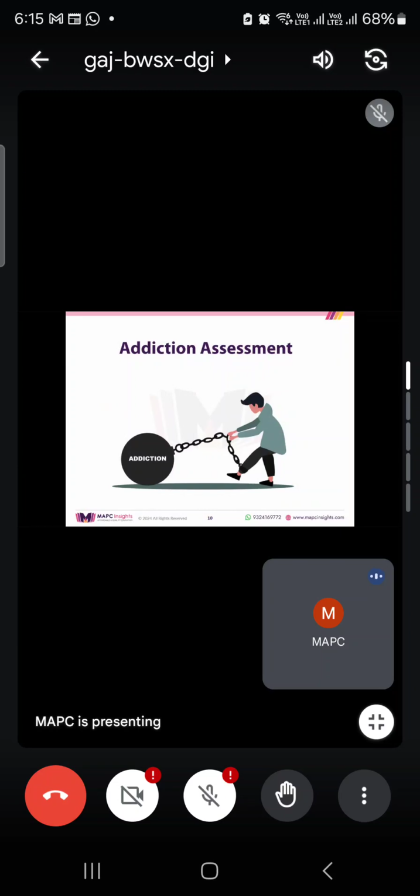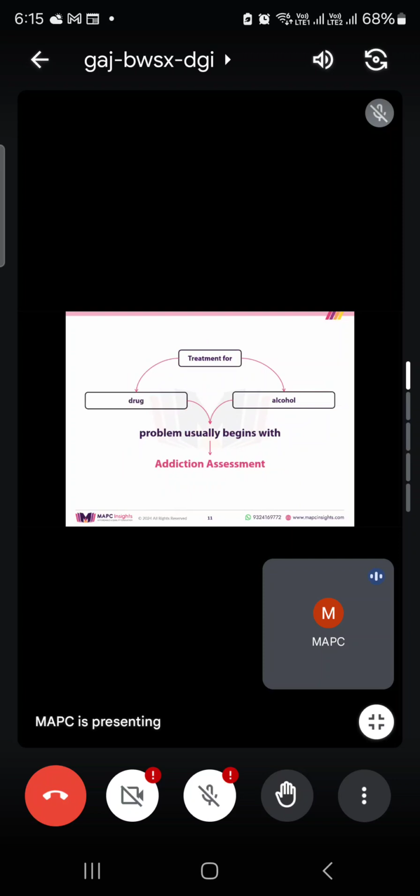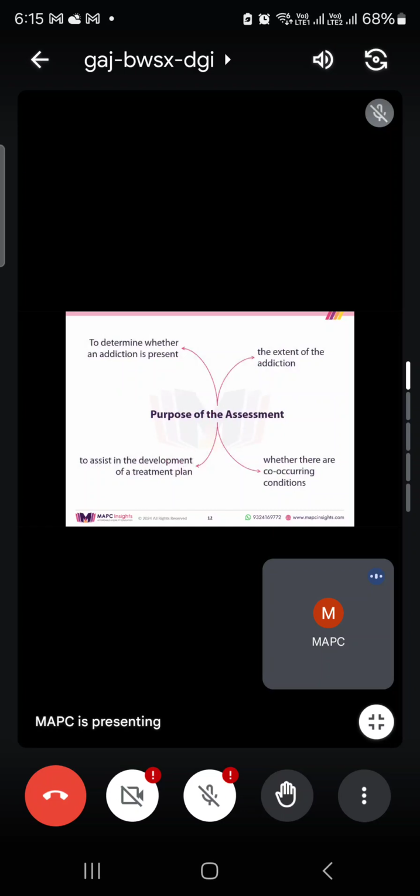Addiction assessment, assessment of the addiction. Now the treatment for drug and alcohol. Treatment for drug and alcohol normally starts with the assessment of addiction. To treat, you must know at what level that addiction is. What is the severity of the addiction?